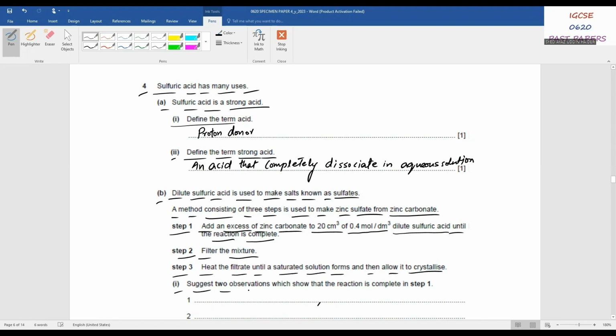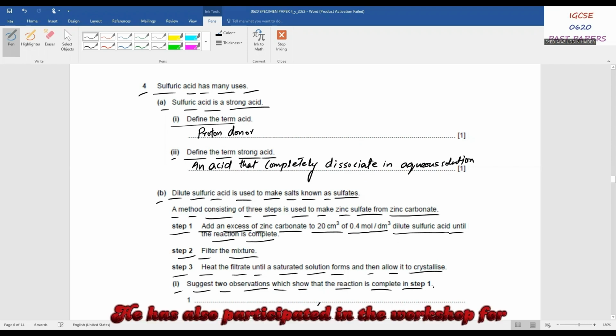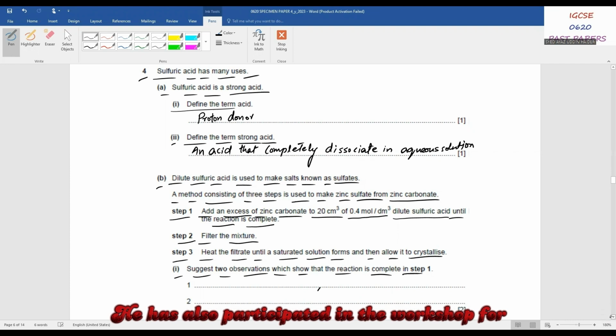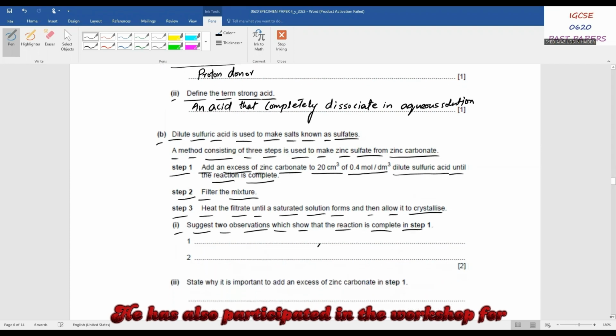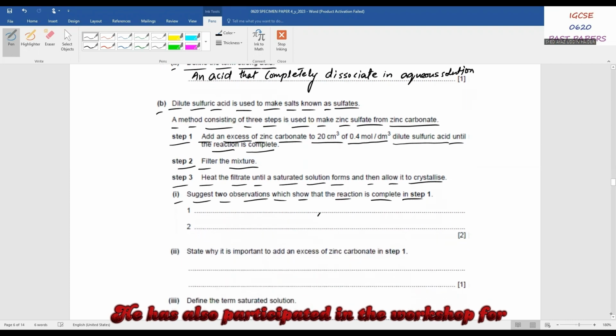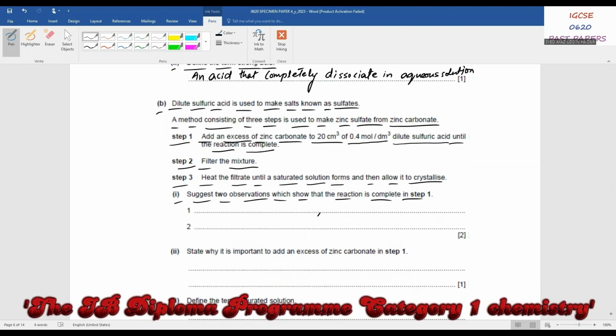Number 1, suggest 2 observations which show that the reaction is complete. Now they are asking about two observations which show that the reaction is complete. Whenever metal carbonate reacts with acid, there will be gas produced known as carbon dioxide. So there must be fizzing. So you'll write no more fizzing. First observation, no more fizzing.